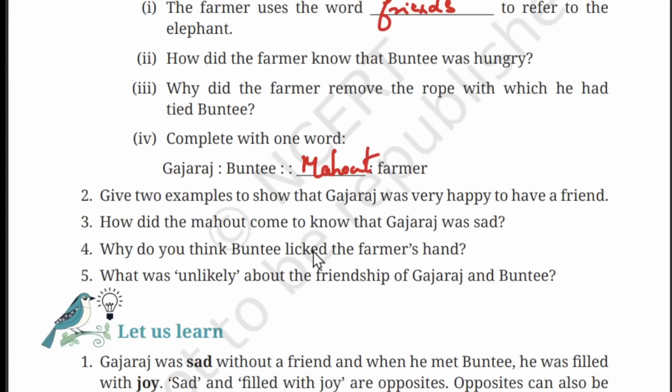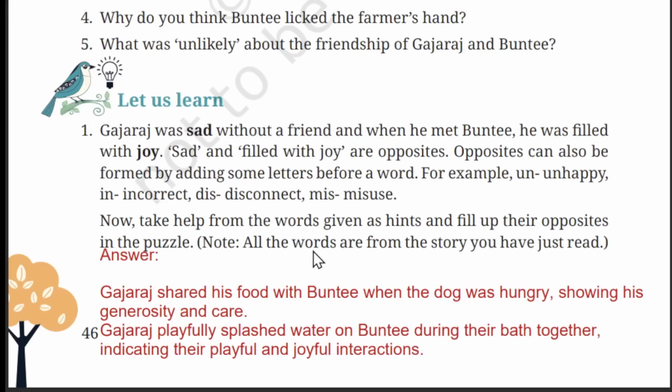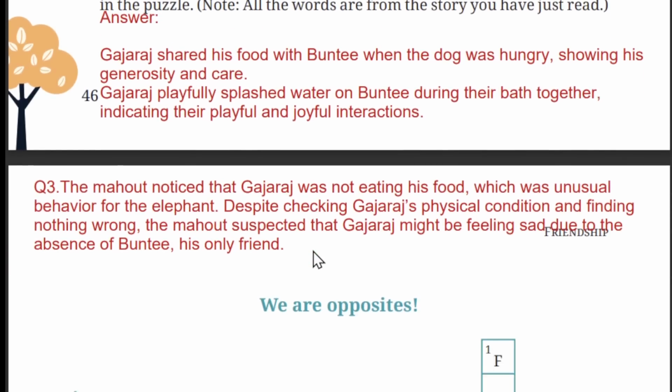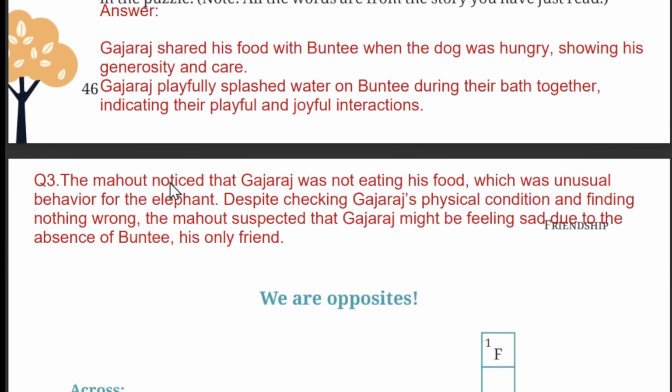How did the Mahout come to know that Gajaraja was sad? The Mahout noticed that Gajaraja was not eating his food, which was unusual behavior for the elephant. Despite checking Gajaraja's physical condition and finding nothing wrong, the Mahout suspected that Gajaraja might be feeling sad due to the absence of Bunty, his only friend.